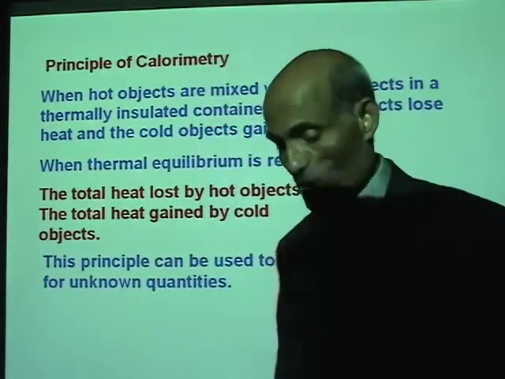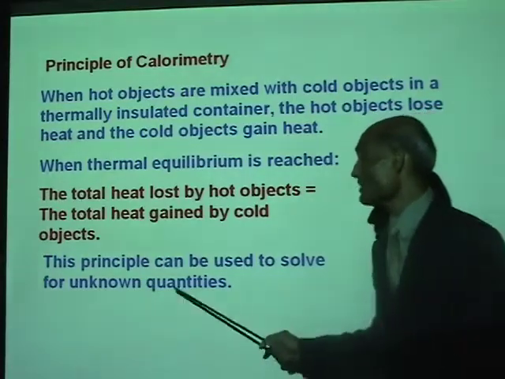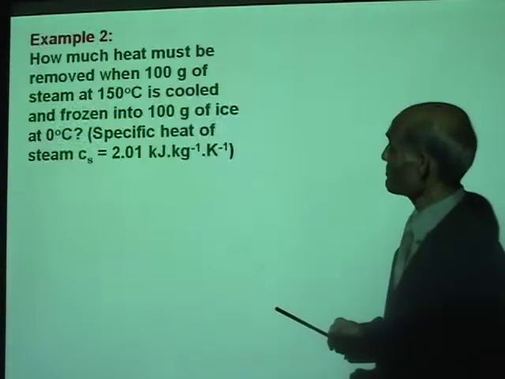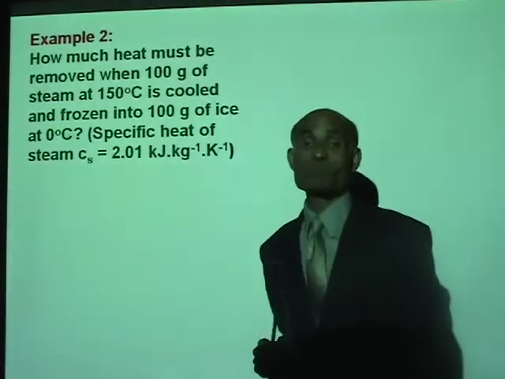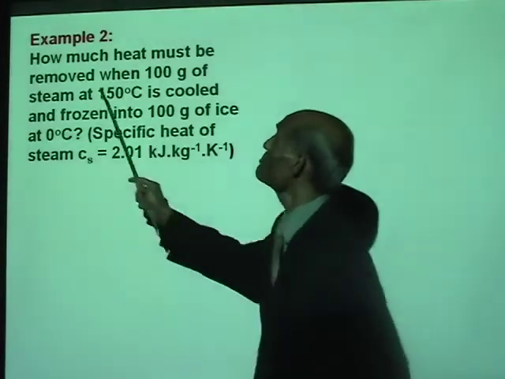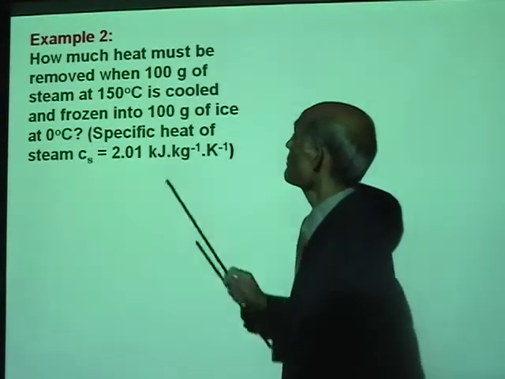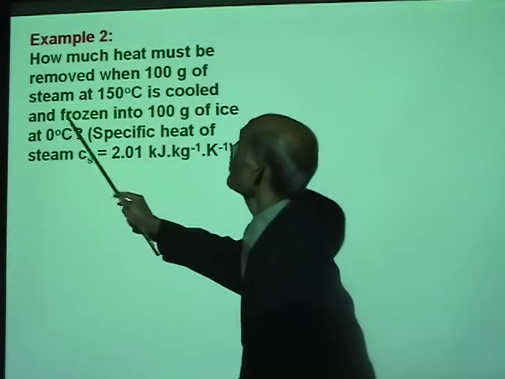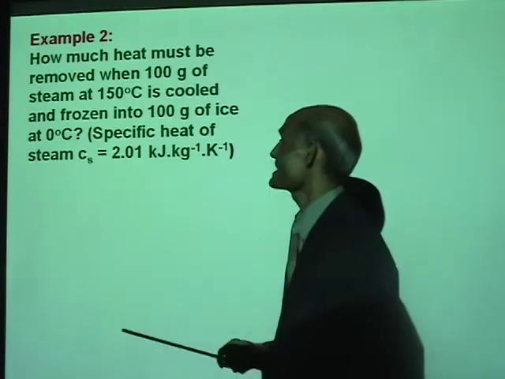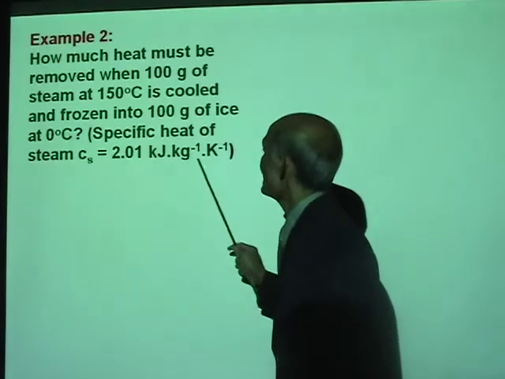Okay. Now this principle can be used to solve for unknown quantities. And what we're going to do for the rest of this lesson is to solve problems like that. Let's look at this problem. How much heat must be removed when 100 gram of steam at 150 degrees Celsius is cooled and frozen into 100 gram of ice at 0 degrees Celsius? Specific heat of steam, C sub S, is this.